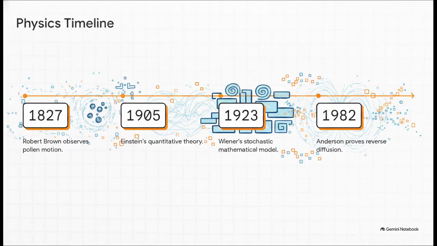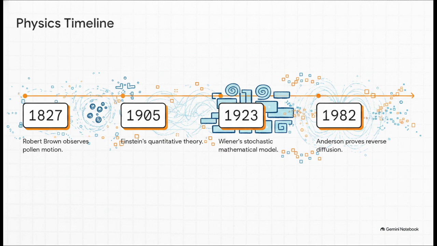And this brilliantly illustrates how AI borrows from a rich history of physics, tracking the chaotic, jittery motion of particles over time. Actually, this isn't just a loose metaphor. Back in 1827, Robert Brown observed the chaotic motion of pollen in water. By 1905, Einstein quantified this spreading phenomenon. Later, Norbert Wiener modeled it mathematically, and then in 1982, Brian Anderson proved that this diffusion process is mathematically reversible.